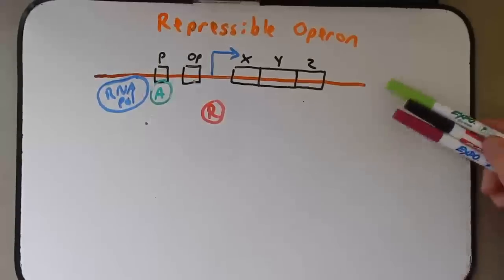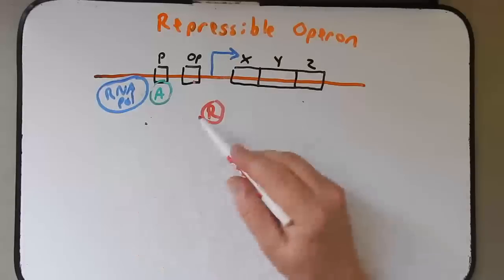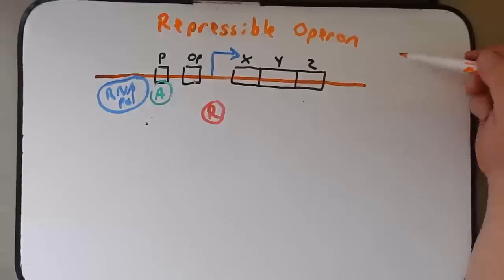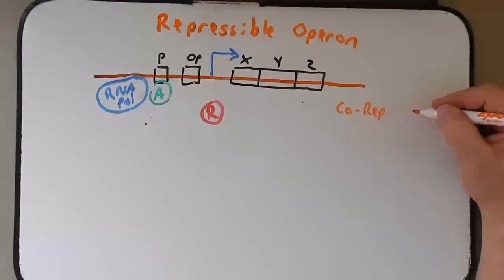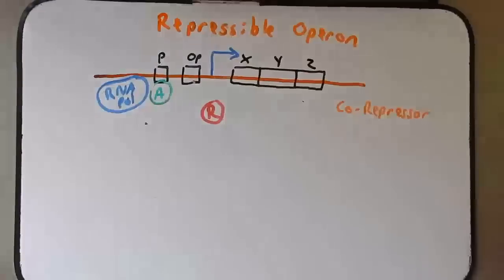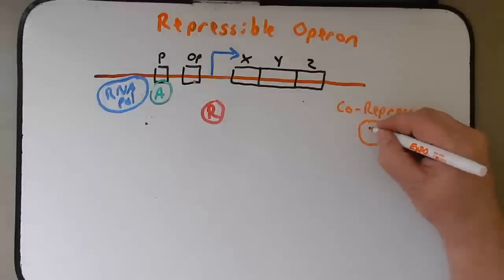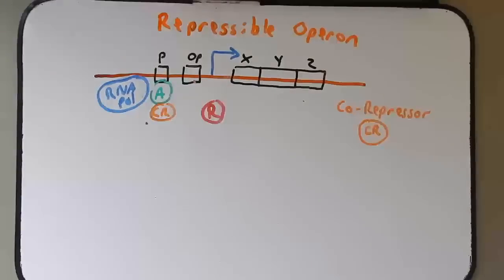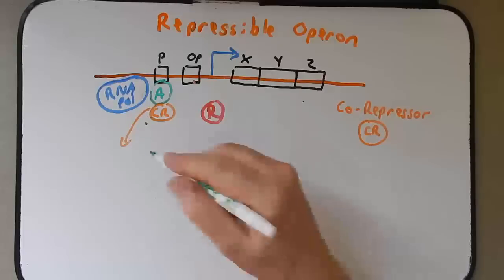In order to turn this off, we need to pull off the activator protein from the promoter and bind the repressor to the operator. So just like an inducer was important for an inducible operon, a co-repressor is going to be important for regulating the repressible operon. And we're just going to call this CR for co-repressor. So a co-repressor could come along here and it'll bind the activator. When it binds the activator, it's going to pull the activator off the promoter.